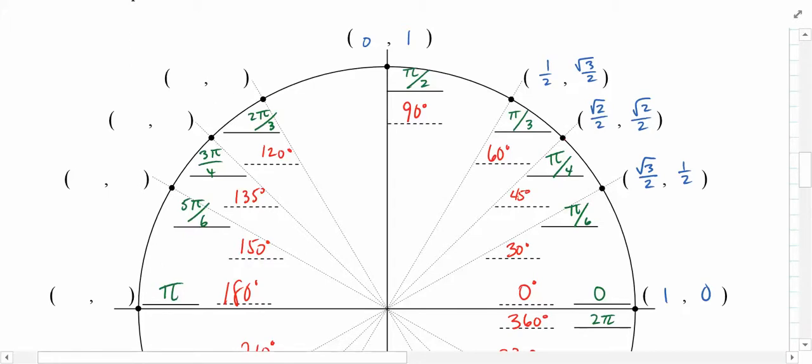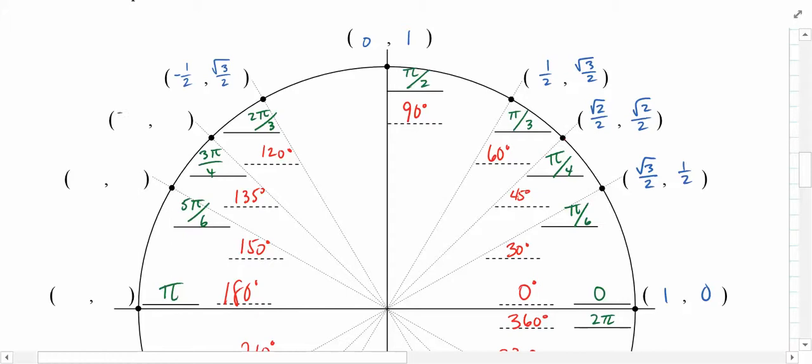For example, this point here is reflected over the y-axis from this original point here. It just showed up on the other side. So in order to identify that as a coordinate, all that I would need to do is change the sign of my x value of the coordinate. Instead of being at a positive 1/2, positive square root 3 over 2, I'm now at negative 1/2, positive square root 3 over 2.